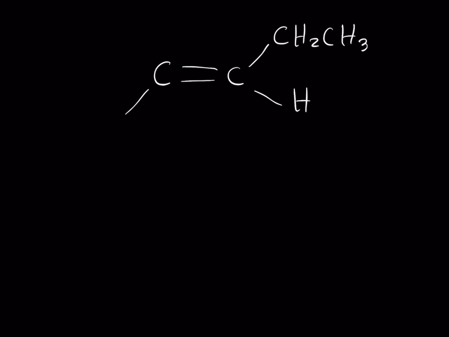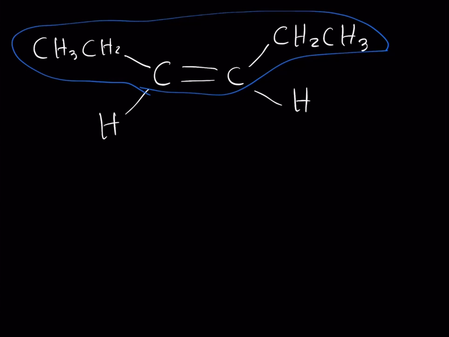Now let's look at our next example. We have carbon double bonded, and then we have an ethyl. How would you name this one? So to find the longest chain, it's going to be this right here. We have 6 carbons in total, which is equivalent to hexene.